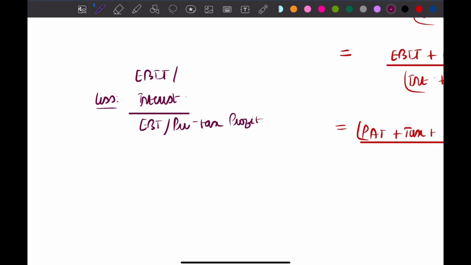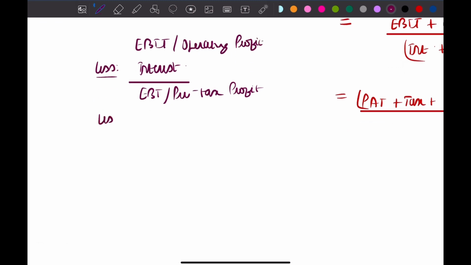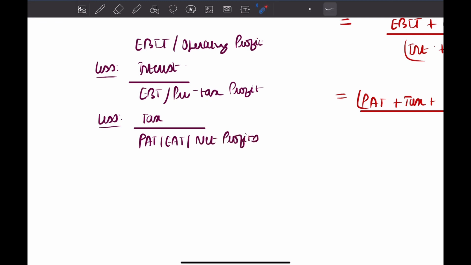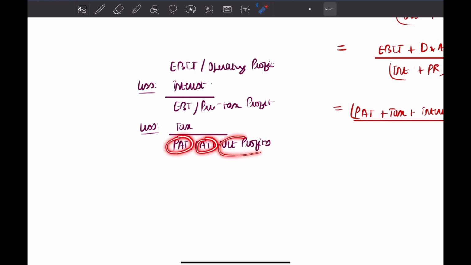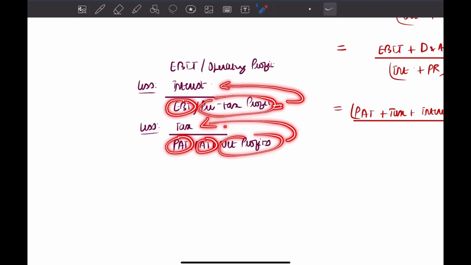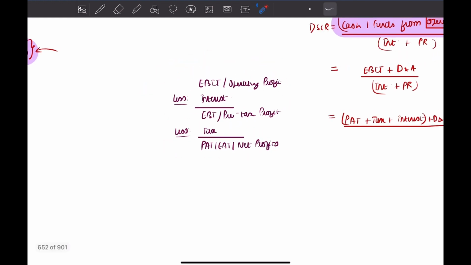And as far as EBIT is concerned, it is also known as operating profits or operating income, right? From this we reduce the tax and we get what? We get PAT, EAT, or simply what we can call net profits. So in the PAT, EAT or net profits, by adding back the tax we get EBT, that is the pre-tax profit, and by adding interest to the pre-tax profit or EBT we get EBIT, operating profit, right?